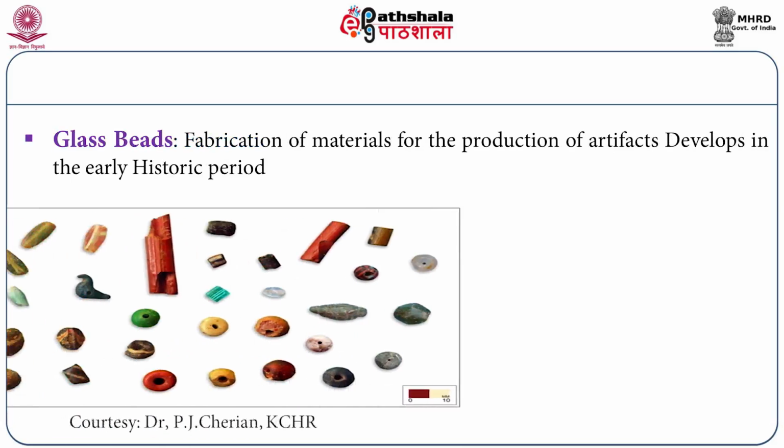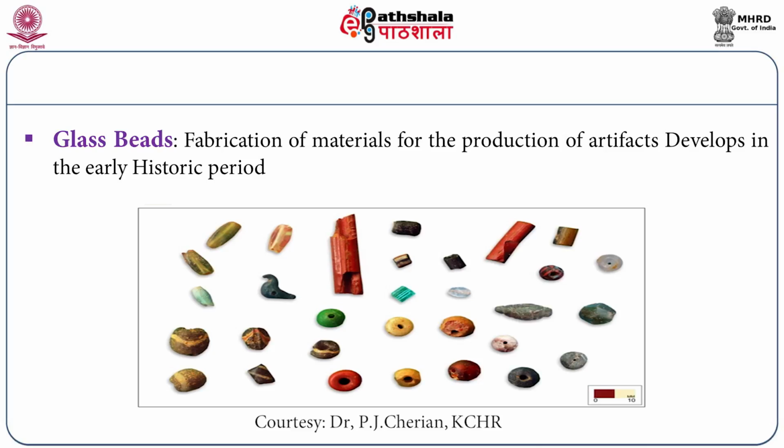Glass beads. Glass beads are another important product of the early historic period. In the Neolithic period, people mainly used stone beads. Stones like cornelian, quartz and other materials were polished and beads were produced. During the early historic period, there was probably a demand for beads on such a large scale that people could not find enough natural stones for making them. Probably because of this, people were fabricating material.